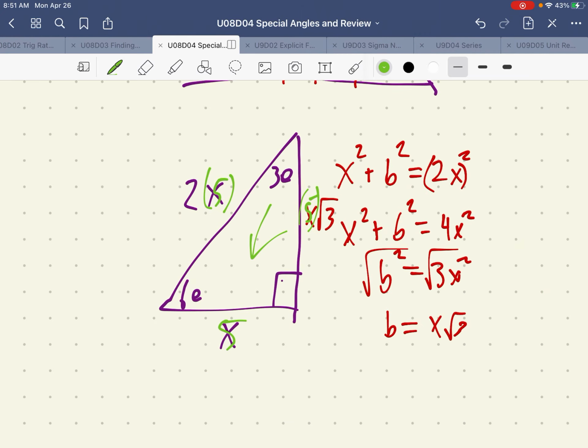So let's say this side was 10. What would the measure of this side be? And what would the measure of this side be?